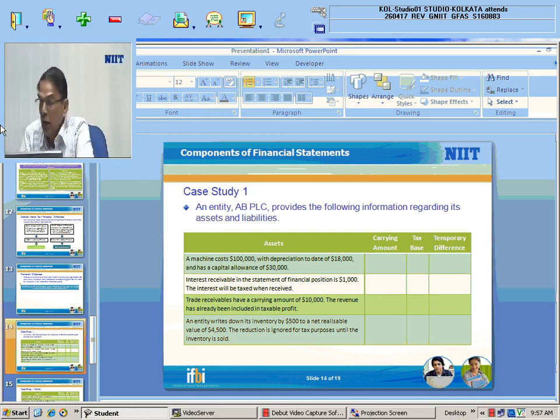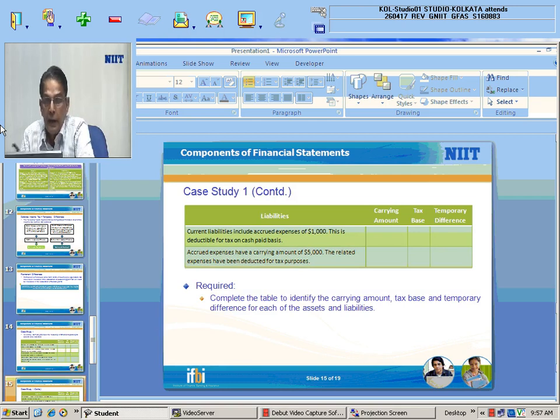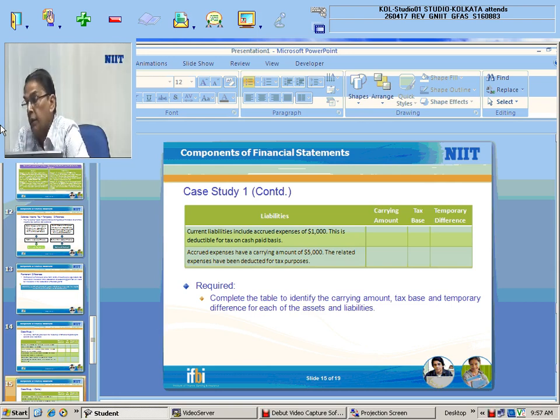Okay. Then we'll go to the last item. Accrued expenses have a carrying amount of 5,000. The related expenses have been deducted for tax purposes. So the carrying amount is 5,000. Tax law also allows this expenditure to be a deductible expenditure on actual basis. So that's why the related expenses have been deducted for tax purposes.